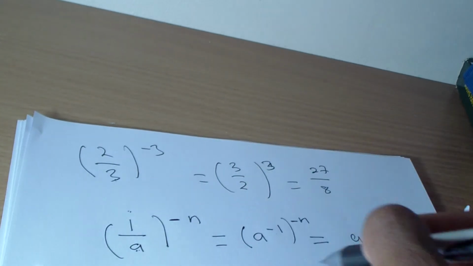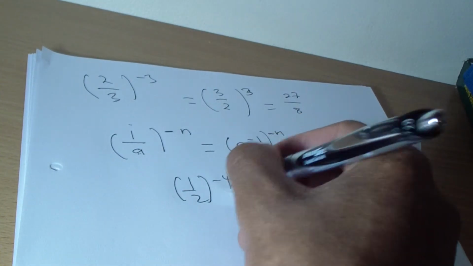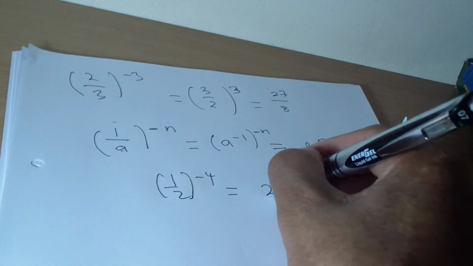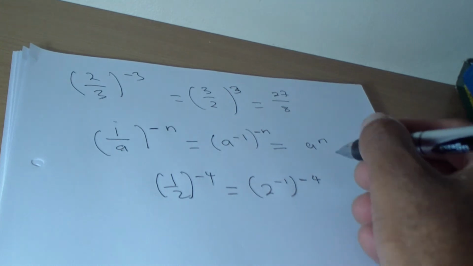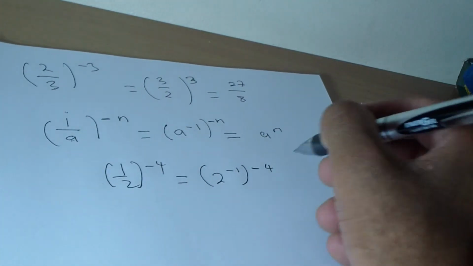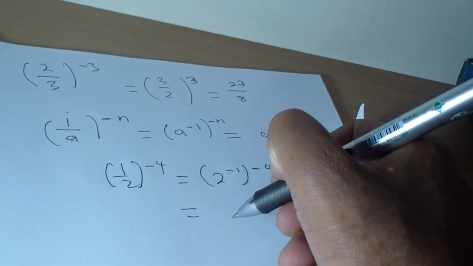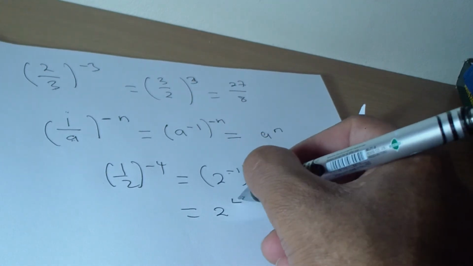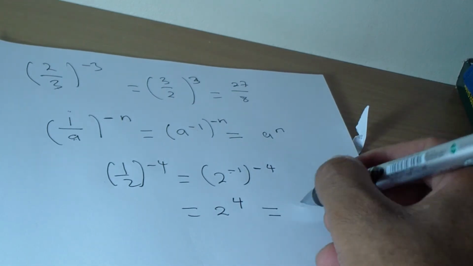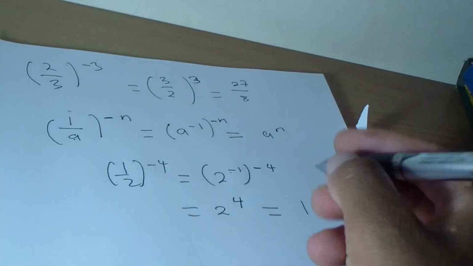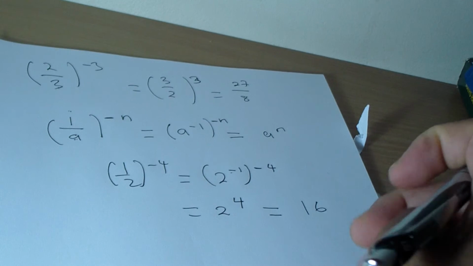For example, if I have 1 over 2 to the power minus 4, I can rewrite this as 2 to the power minus 1, multiplied by negative 4 there. So at the end of the day, minus times minus gives me positive, and 1 times 4 is still 4. So I end up having 2 to the power 4, which is then equal to 16. I don't know if I'm right. Of course I'm right. So this is what we're going to follow when we're dealing with exponents.